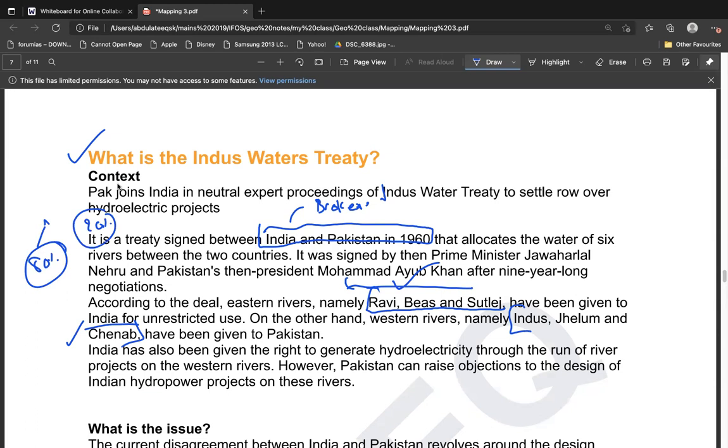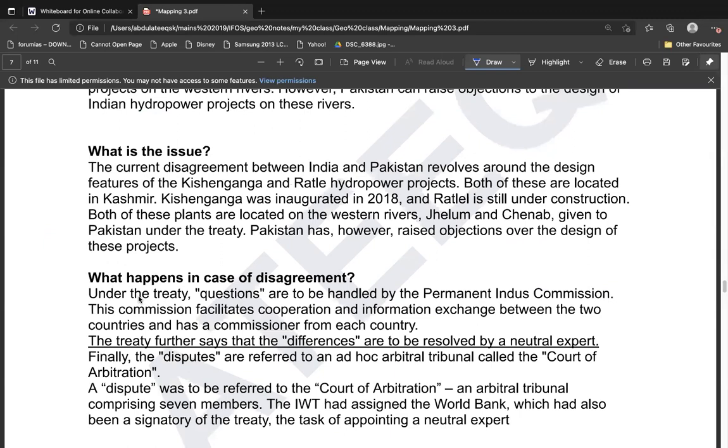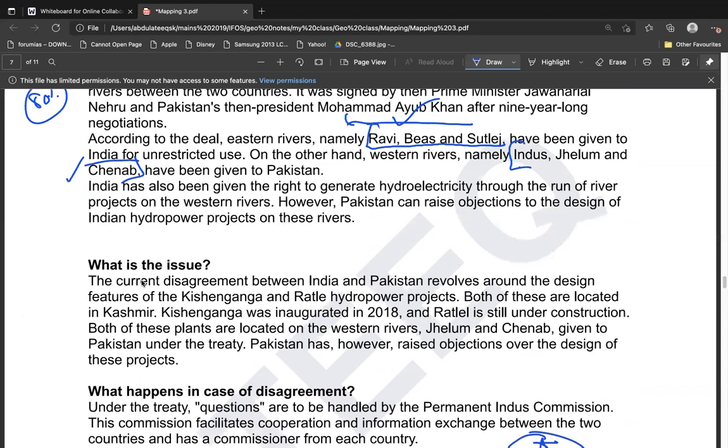But still, it does not mean we cannot do any projects on the Indus, Jhelum, and Chenab. We can construct hydropower projects without disturbing the water capacity that should flow to Pakistan. If there are any problems, they should be settled through proper discussions and negotiations between India and Pakistan. In case that does not happen, then there should be a neutral body to resolve the problems between India and Pakistan. A neutral body, a neutral expert, is a very important thing. So this point you need to remember.